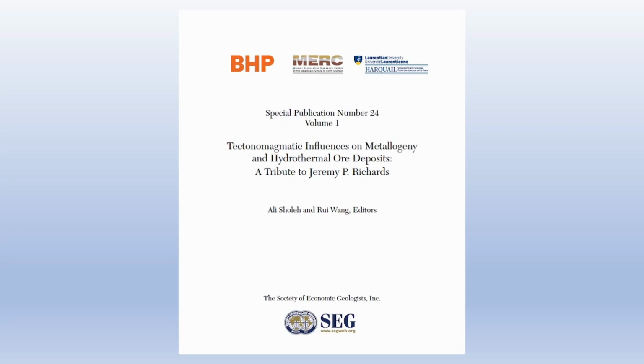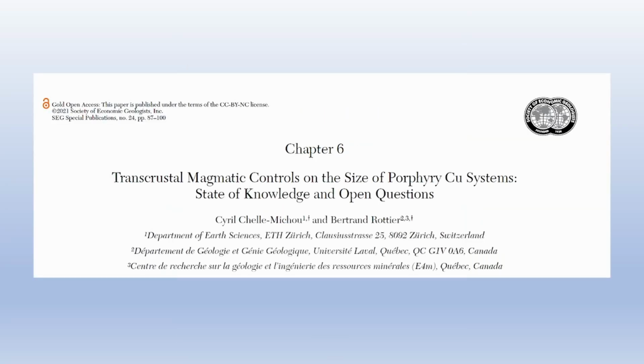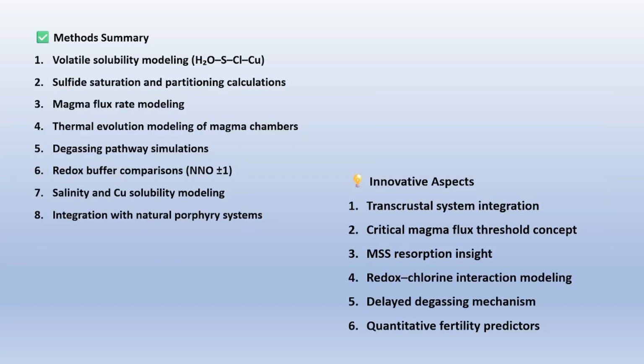I'm going to look at chapter 6 of this special publication of Economic Geology. The title is Transcrustal Magmatic Controls on the Size of Porphyry Copper Systems: State of Knowledge and Open Questions. Here is a summary of the methods used and innovative aspects of this article.